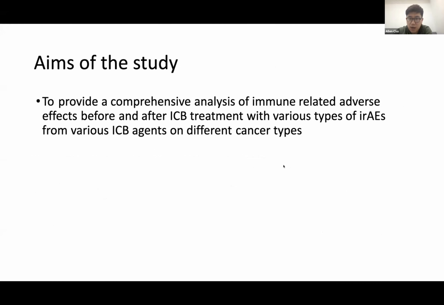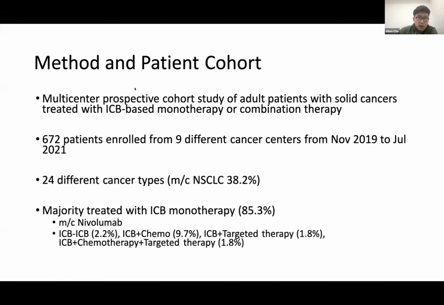And so this one looked at some factors related to the patients. The study was a multi-center prospective cohort study based on a lot of different types of cancers. So we had 670 patients from 9 different centers. There were a total of 24 different types, and as usual, the most common one is non-small cell lung cancer. And they found a majority of them were treated with monotherapy, nivolumab, and the rest of them showed not that high a percentage.